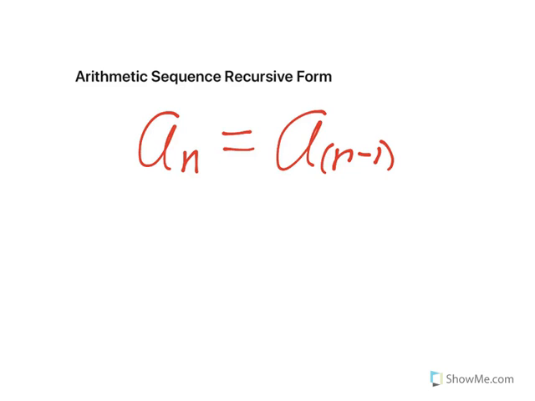But what you'll be given with the recursive form is what the form looks like. A sub n is equal to, in some version, the previous term, a sub n minus 1, plus or minus some other number, and then you're going to be given one of the terms, usually the first term, but it doesn't have to be. And then from there you start plugging in the numbers to figure out the list of numbers you're looking for. And that's basically how you do an arithmetic sequence recursive form problem.